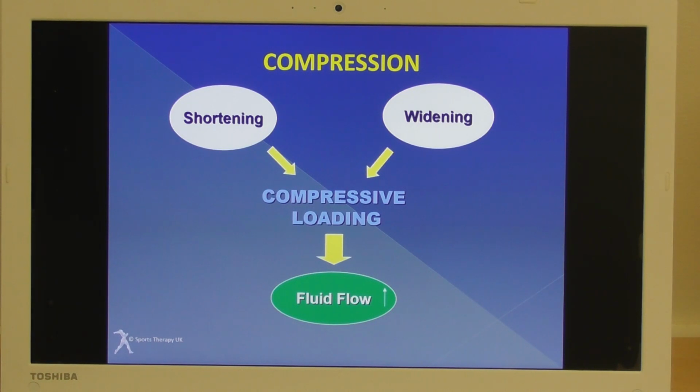Our technique that we use quite a bit, called compression, we're thinking about shortening and widening, and hopefully you should be asking, well, what are we trying to shorten and widen? It's the blood vessels that are underneath there, those lymph nodes. So it's moving fluid. A very effective technique, to give you an example, would be cat paws. Compressing loading over there, and fluid flow would increase. Another way of remembering this, see this is your SpongeBob SquarePants. You give SpongeBob a squeeze, all the fluid goes out, you let go, and he reabsorbs the fluid.